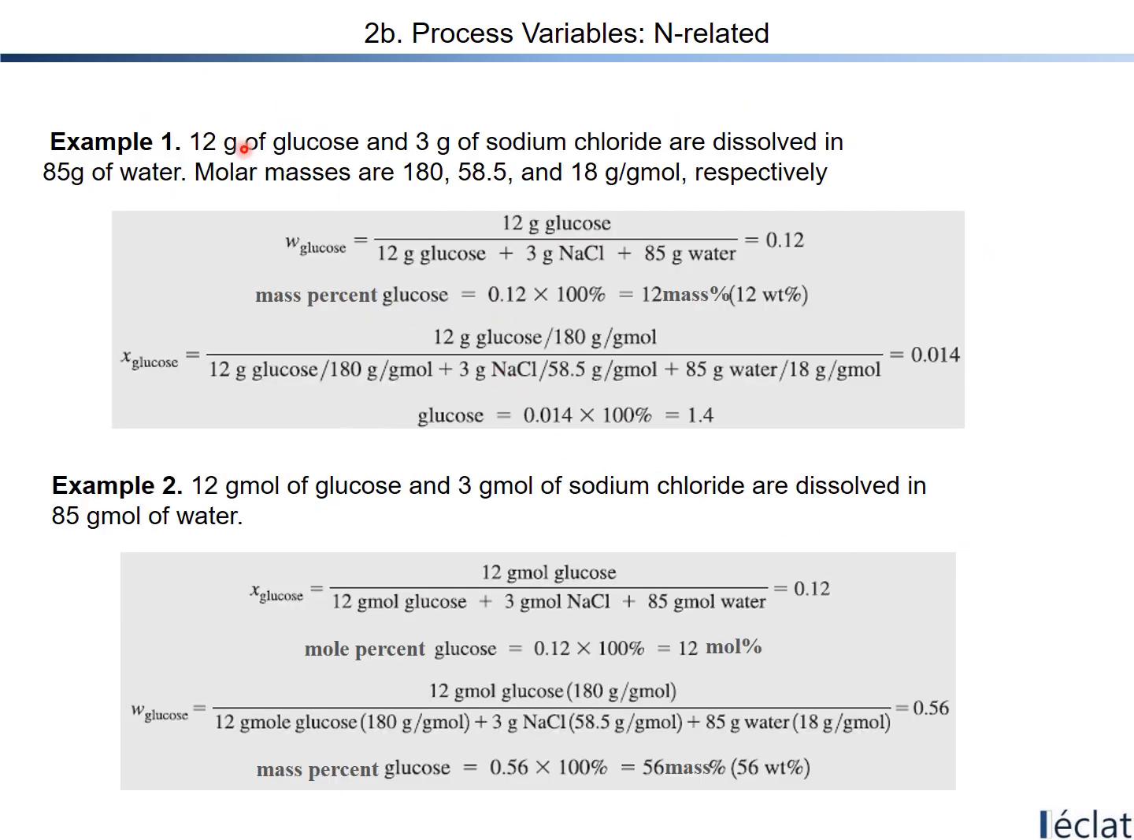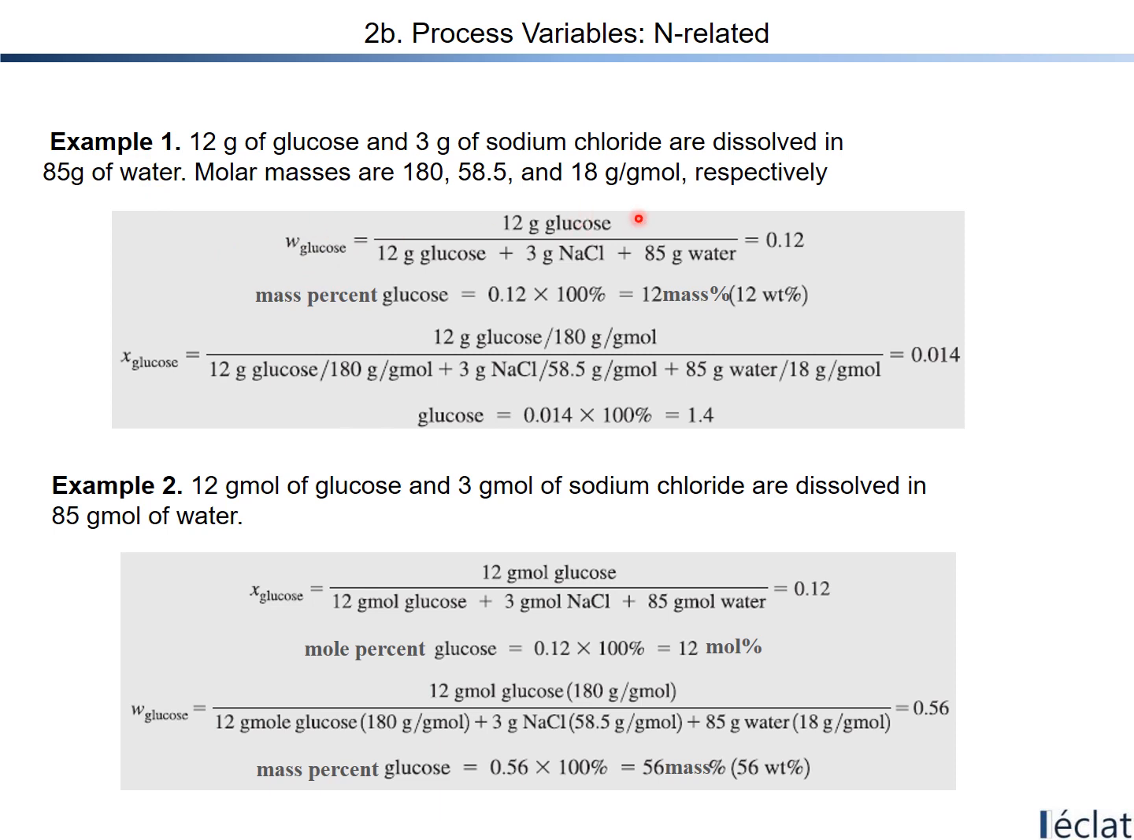Example number 1. We have 12 gram of glucose and 3 gram of sodium chloride dissolved in 85 gram of water. Molar masses are 180 for glucose, 58.5 for sodium chloride, and 18 gram per gram mole for water, respectively. So let me try to calculate the mass fraction of glucose here.